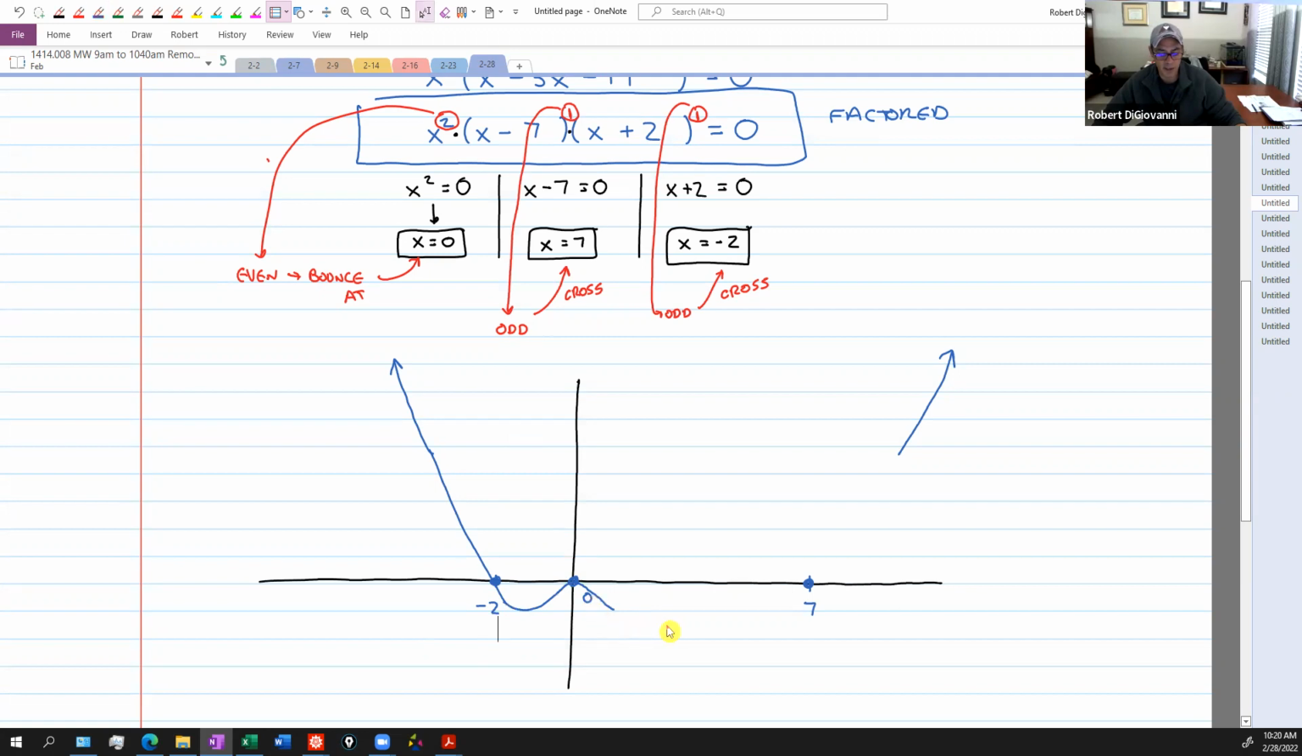And then I'm going to continue to connect this smooth and continuous to 7. When I get to 7, according to the multiplicity, I should cross through. So I'm going to cross through there. And once I cross through, you can see I can make a nice smooth connection with this side over here. That is the general graph of that polynomial function.